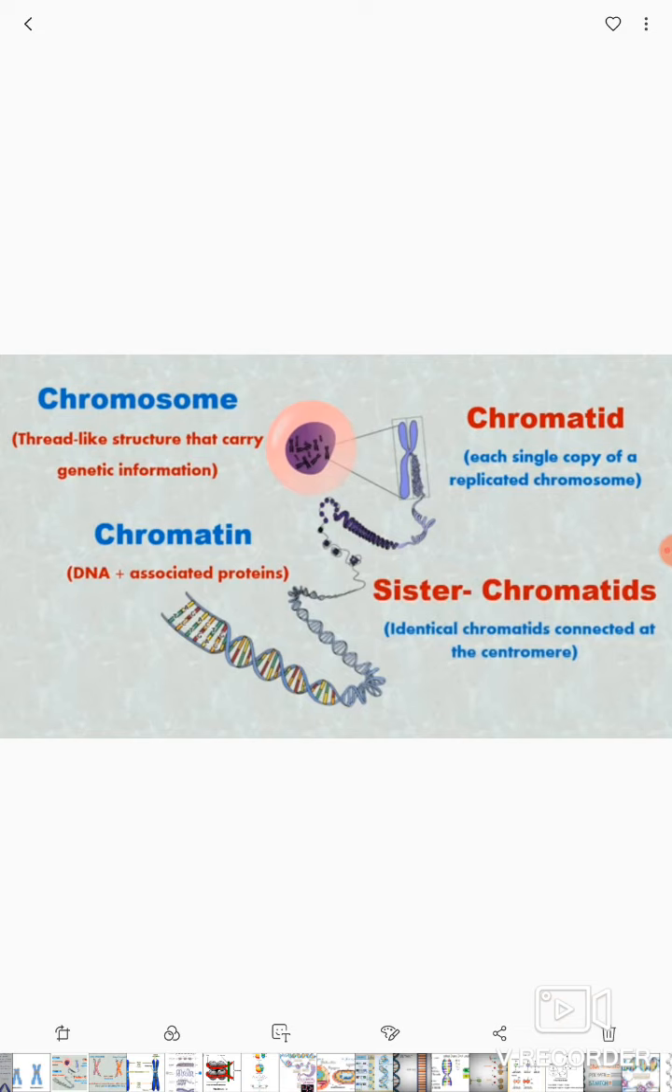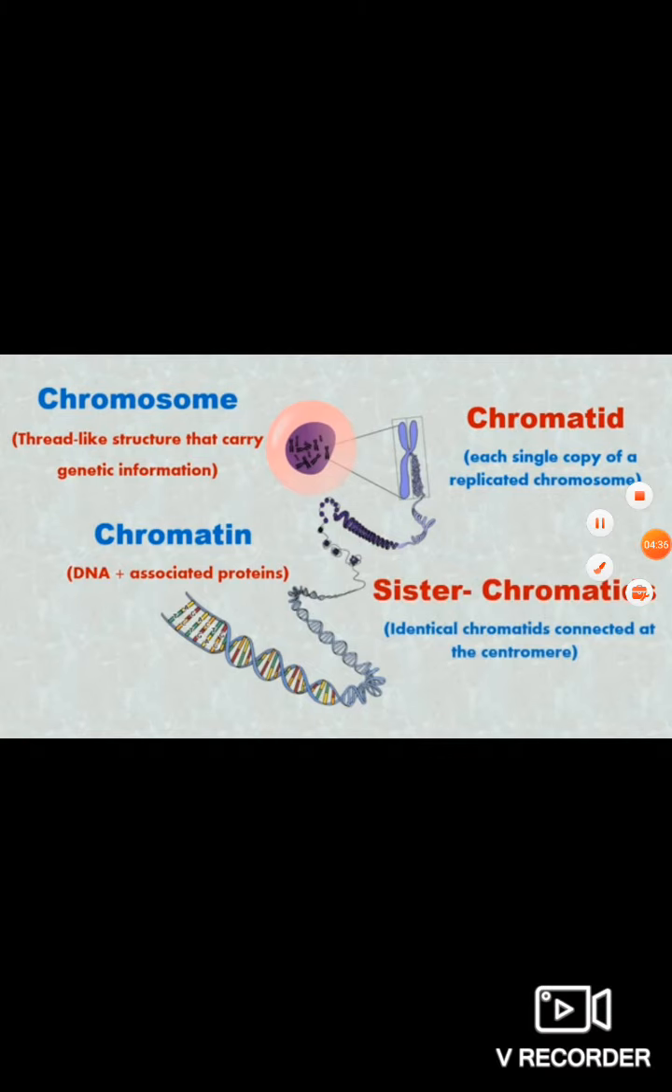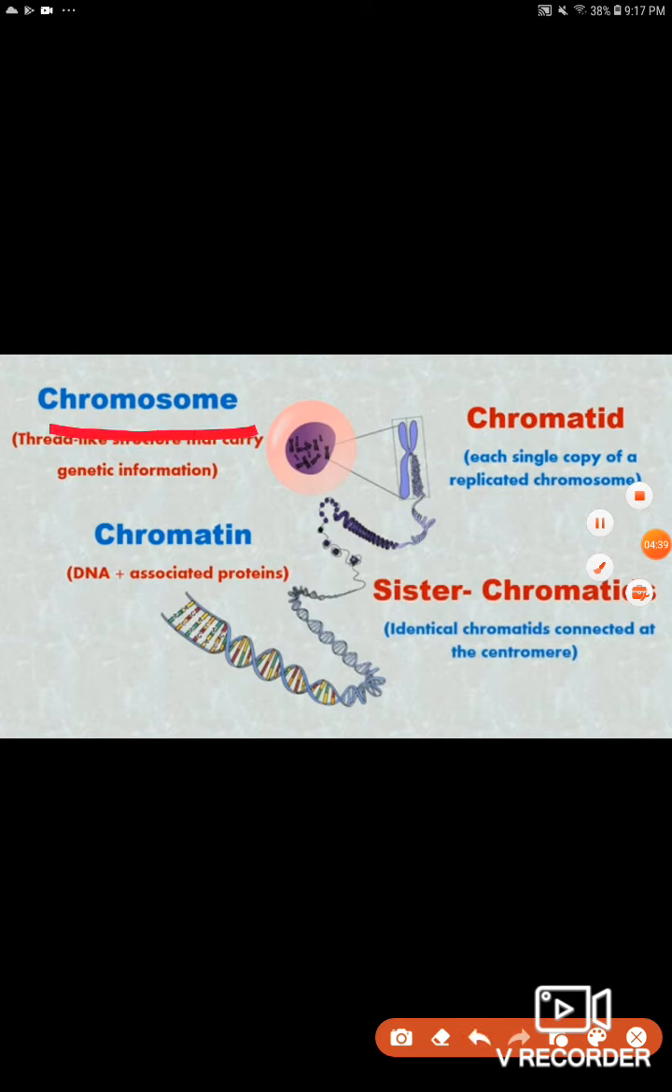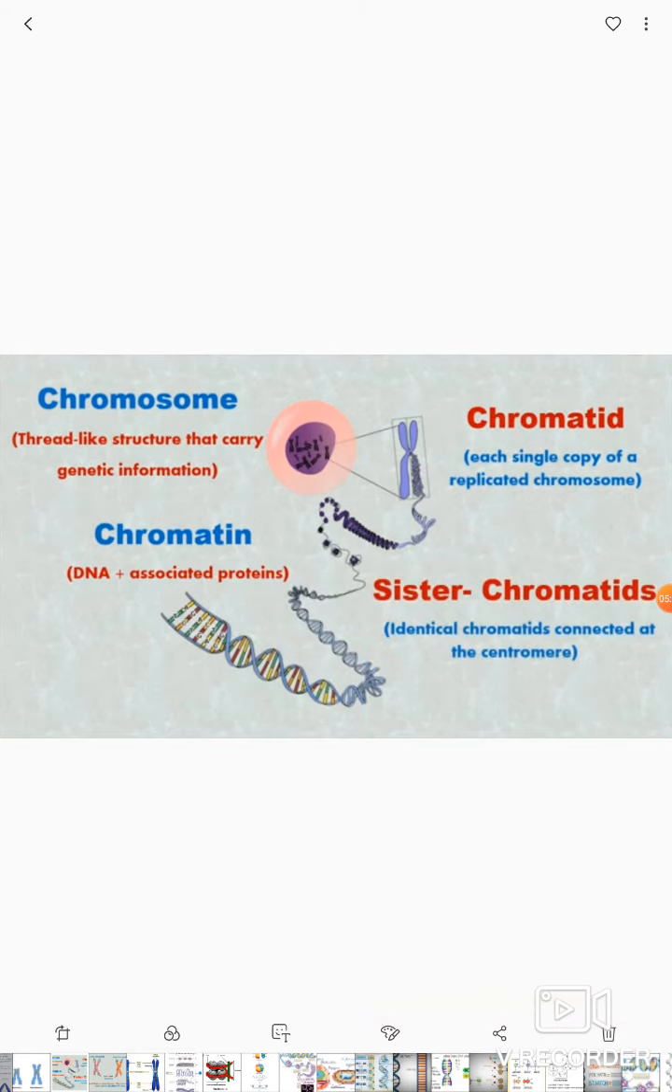So what have we learned up to now? What is a chromosome? It's a thread-like structure which carries genetic information. It is made up of a tiny thread-like structure called chromatin. What is chromatin? DNA plus associated proteins like histone. What is a chromatid? Each single copy of a replicated chromosome is called a chromatid, and the identical chromatids which are connected at the center are called sister chromatids.